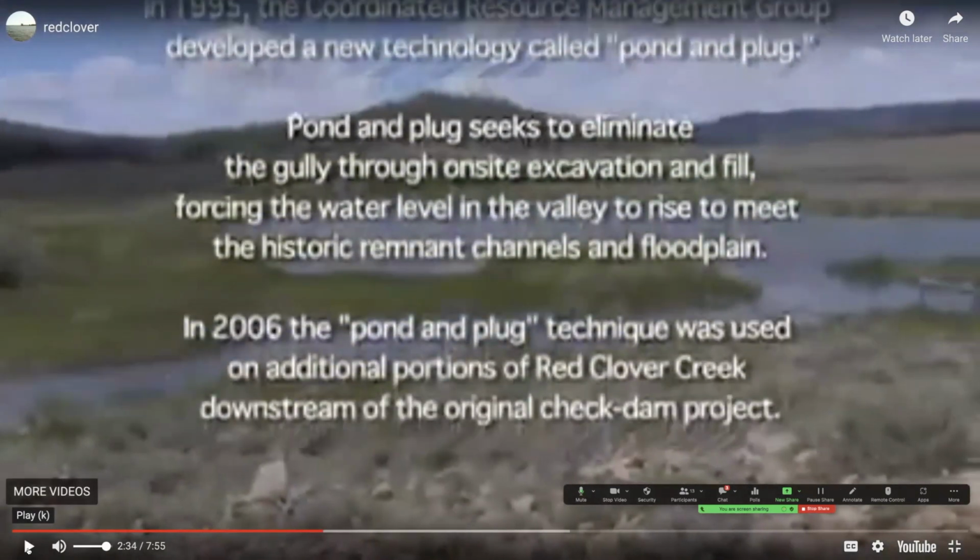Pond and plug seeks to eliminate the gully through on-site excavation and fill, forcing the water level in the valley to rise to meet the historic remnant. In other words, they were not doing 4 check dams, they were doing 25, 30 check dams, many check dams.